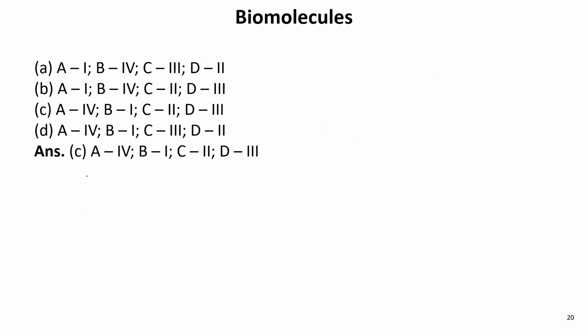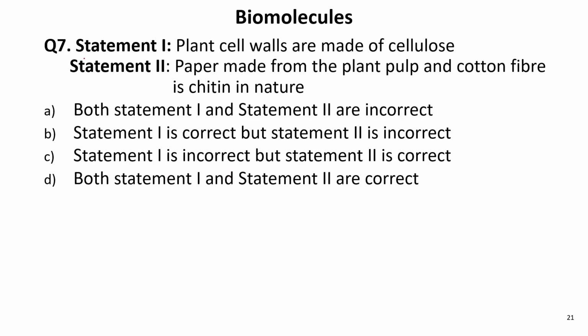Yes. Okay, moving to the next question. This is question 7. Statement 1. Plant cell walls are made up of cellulose. And paper made from the plant pulp and cotton fiber is chitin in nature. So, plant cell walls are made up of cellulose. This is the correct statement. We all know that the cell wall of the plant is made up of cellulose.